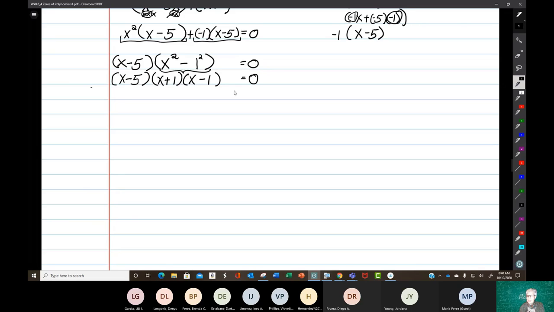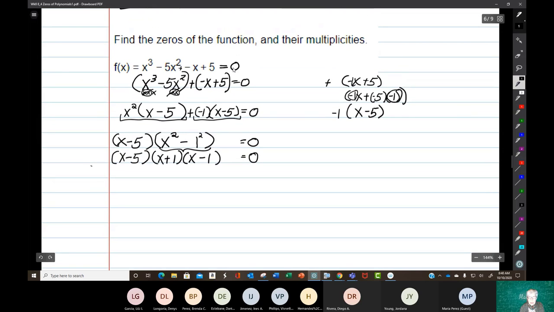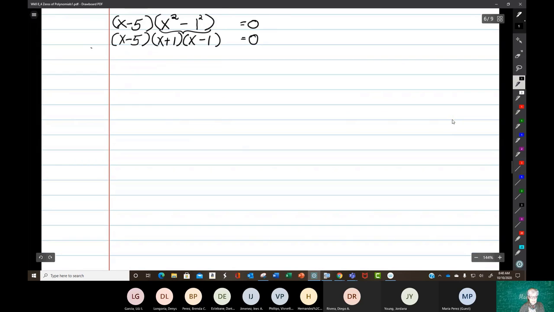Now, I have factored that as completely as I can factor it. I'm going to set each factor equal to zero. You do that when you've got an equation equaling zero. So I will have x minus five equals zero, x plus one equals zero, x minus 1 equals 0.